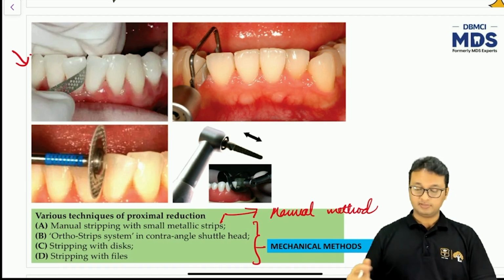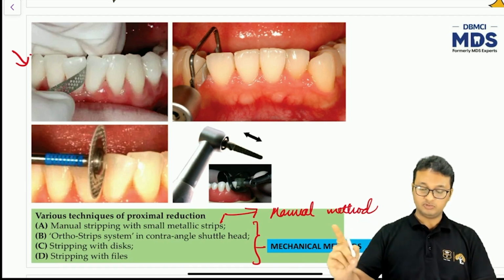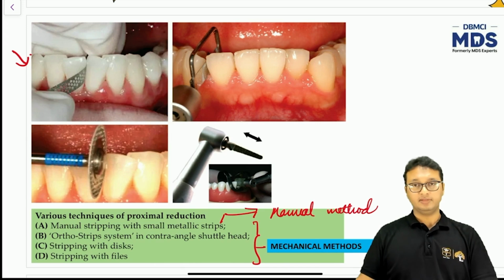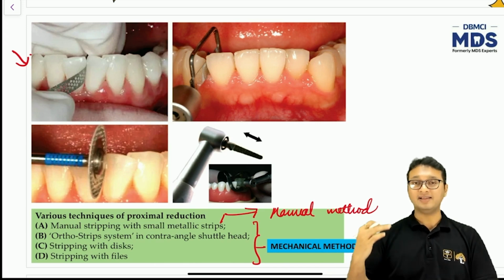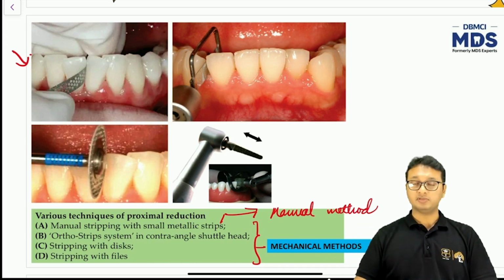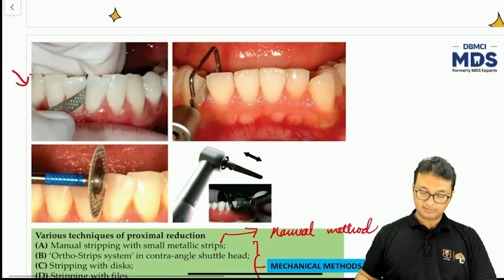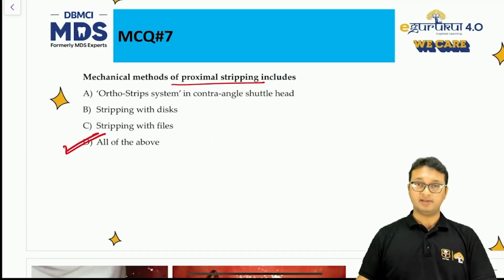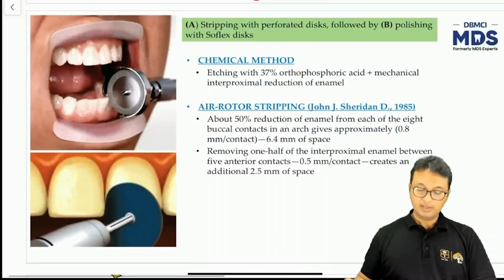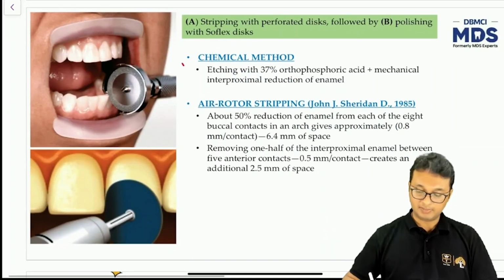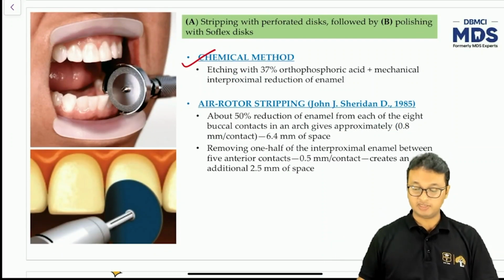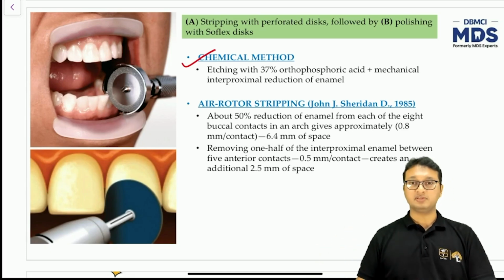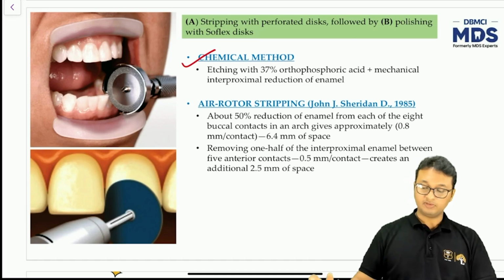The rest of the three options, figures number 2, 3 and 4, are mechanical methods. That means we have resorted to using some mechanical instrument in order to bring about that particular proximal stripping. So that is why the three methods shown in the figure are mechanical methods, and hence all of the above will be the right answer for this question. We have other methods also. One is the chemical method, in which we etch with 37% orthophosphoric acid, followed by mechanical interproximal reduction of the enamel. And we have air rotor stripping as well.